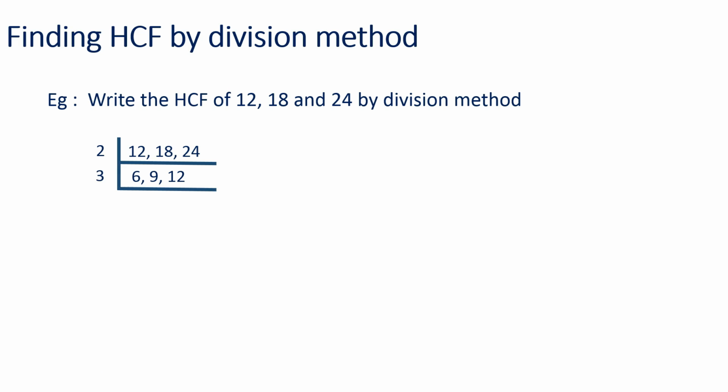And then you get the answers as 2, 3 and 4. As you know, 2, 3 and 4 cannot be divided by any other prime number. So we stop our division here and take the HCF by multiplying the two prime factors used to divide these three numbers. That is 2 and 3. So the highest common factor is 2 into 3, that is 6.